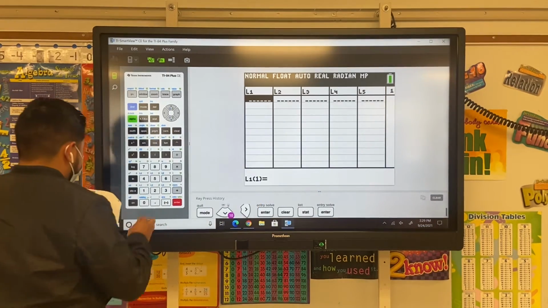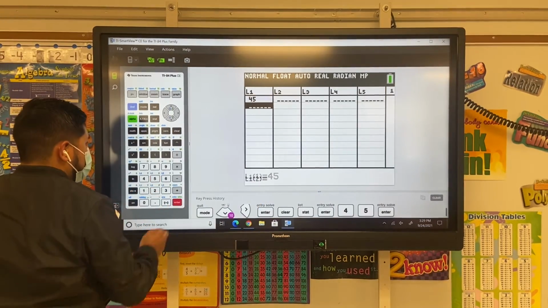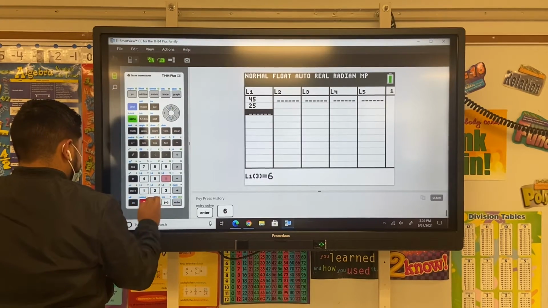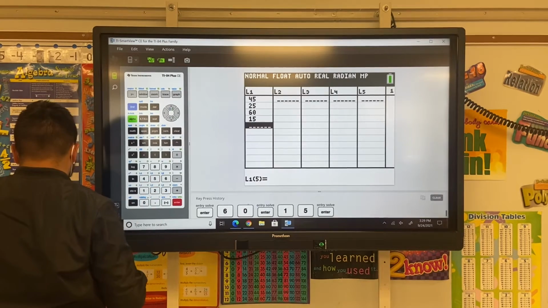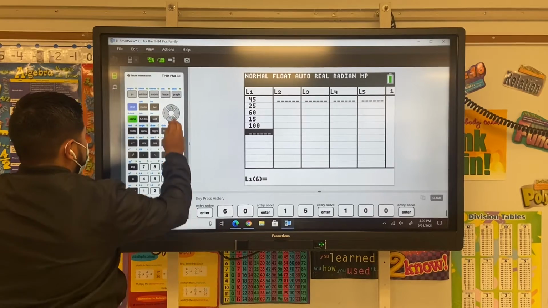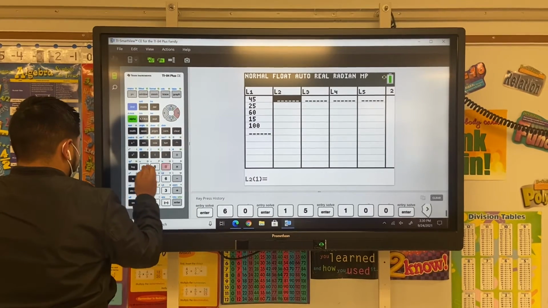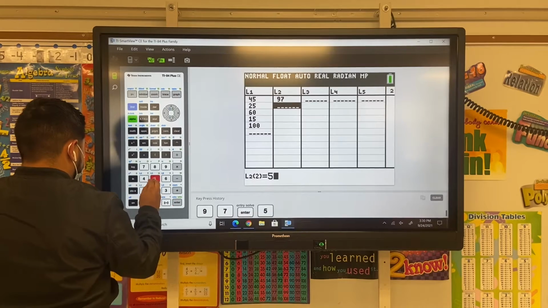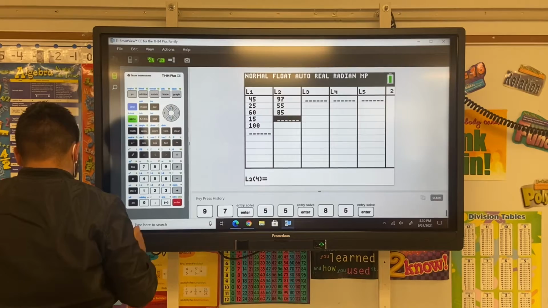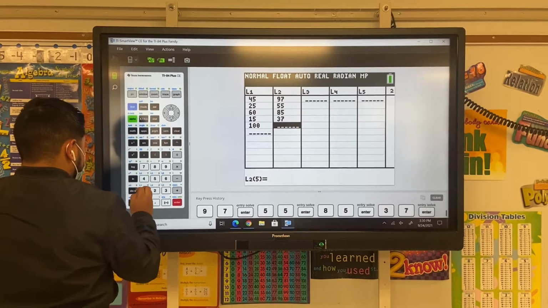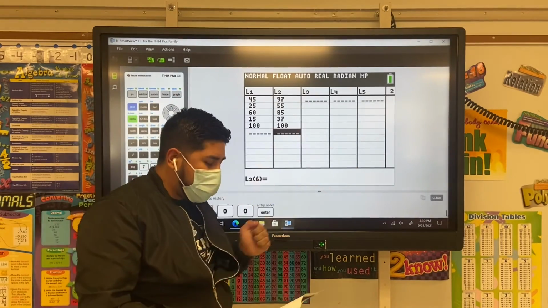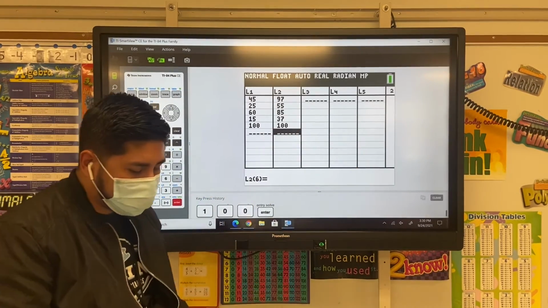We'll do that real quick. 45, pause if you need to. 25, 60, 15, 100. Looks good. Go to the next side. 97, 55, enter. 85, enter. 37, enter. 100, enter. All I did was take those points, put it in the calculator because we're about to come up with an equation.